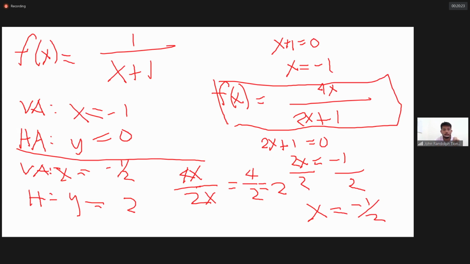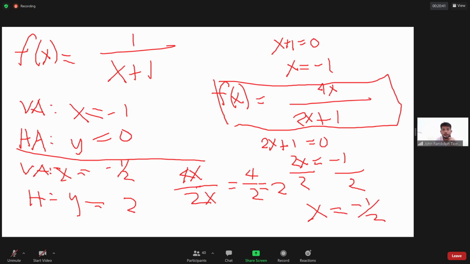Okay, now next. Another one, another example. Okay ba, naintindihan ba natin guys how to get the vertical and horizontal asymptote? Nakuha natin? Give me a thumbs up nga if nakuha, nasundan. Give me a thumbs up. Okay, that's good, thank you.